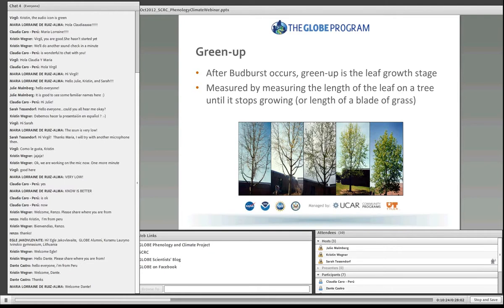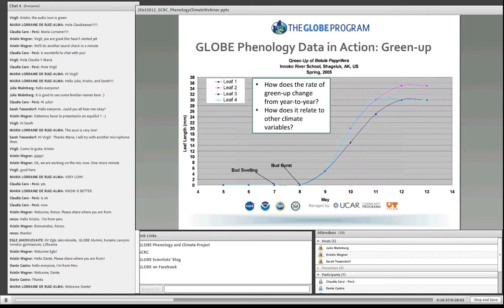You can see here in the pictures below, the tree goes from being quite barren without any leaves in the beginning of spring to having full foliage green leaves at the end. So this is showing data from one school in Alaska from 2005.